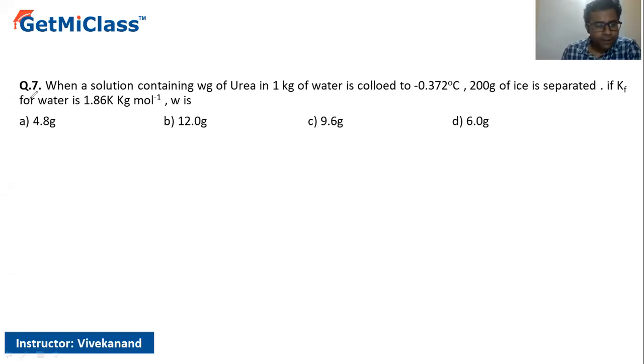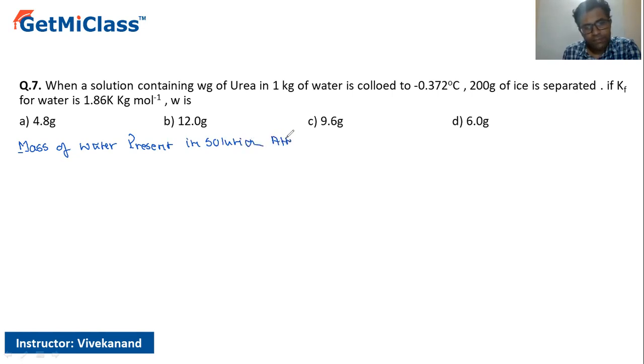Right. So the first thing is the mass of water present in solution after freezing. So that would be 1000 gram of water, that is 1 kg of water was taken, out of which 200 gram of ice has been separated. So the amount remaining with us is 800 gram of water, right?